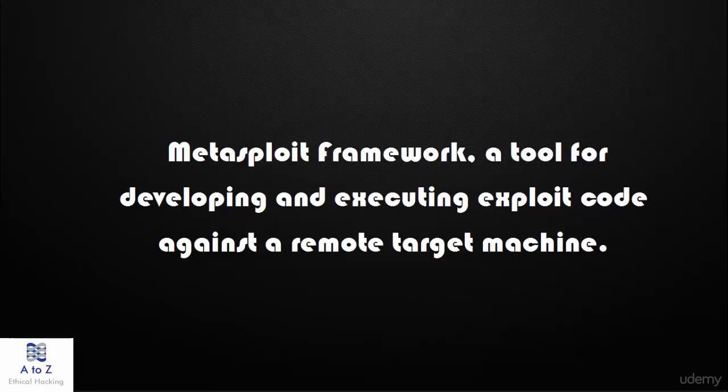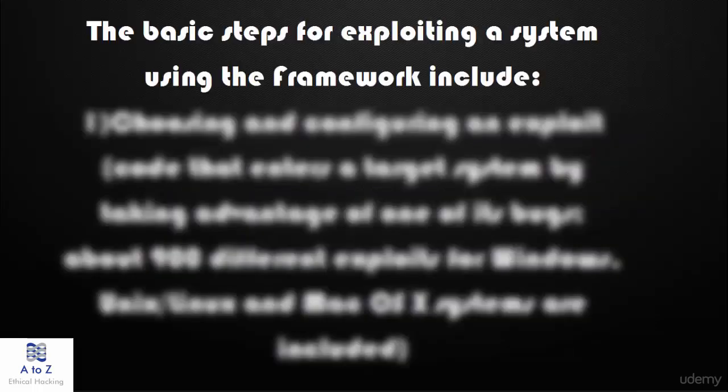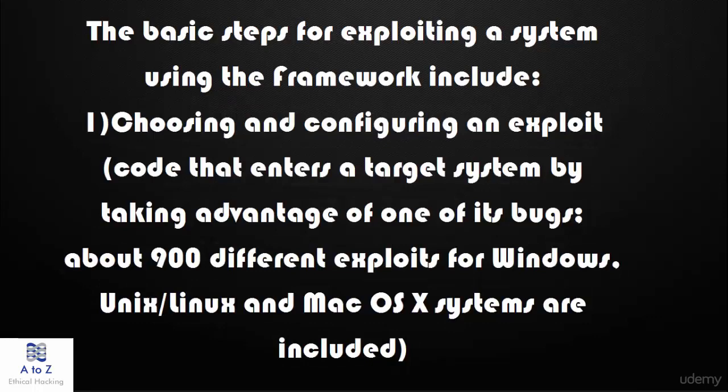Metasploit is well known for its anti-forensic and evasion tools, some of which are built into the Metasploit framework. Now we will see the Metasploit framework. The basic steps for exploiting a system using the framework include: first step is choosing and configuring an exploit. An exploit is basically the code that enters a target system by taking advantage of one of its bugs. About 900 different exploits for Windows, Unix or Linux and Mac OS X systems are included.